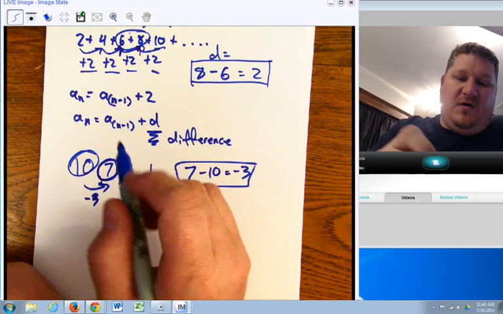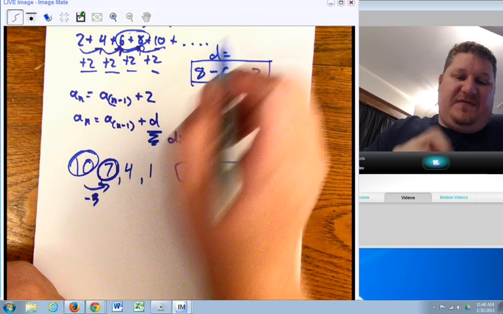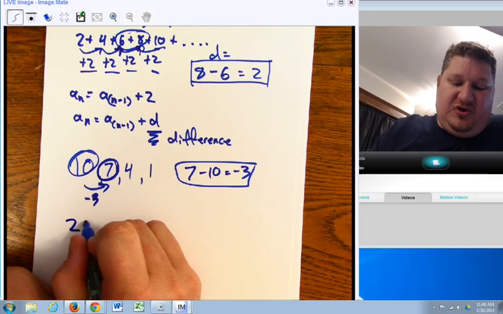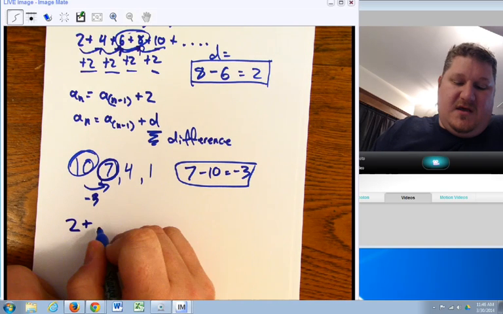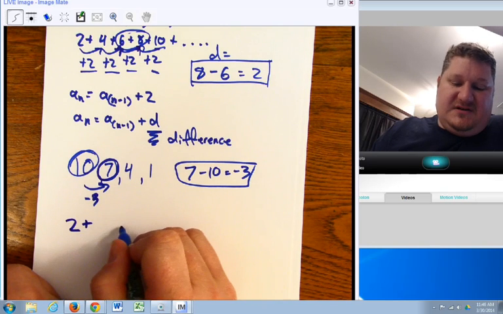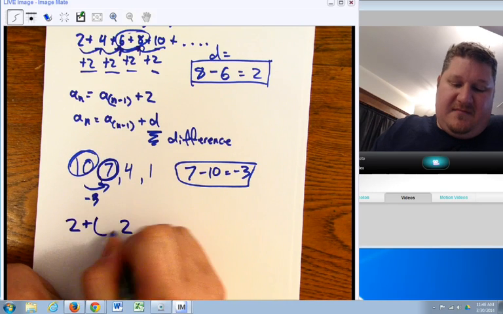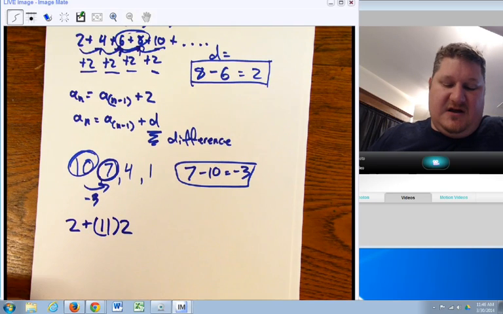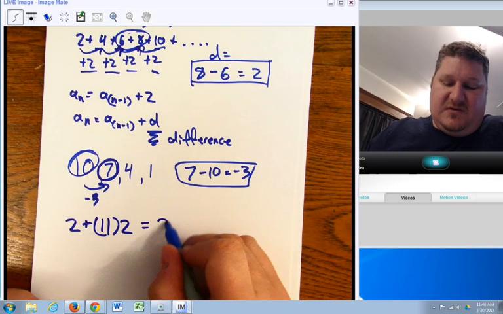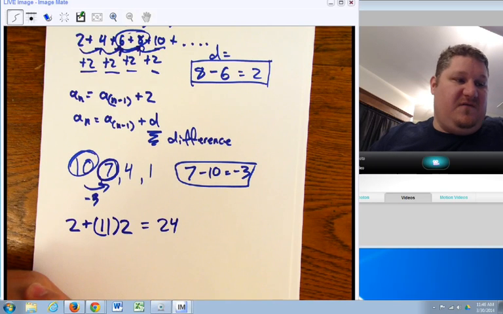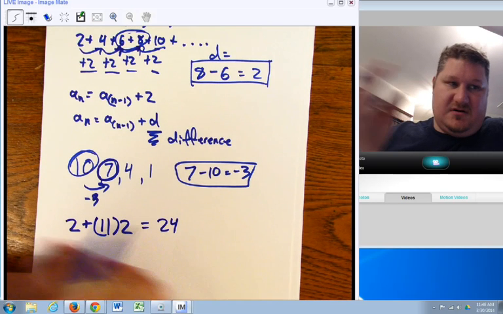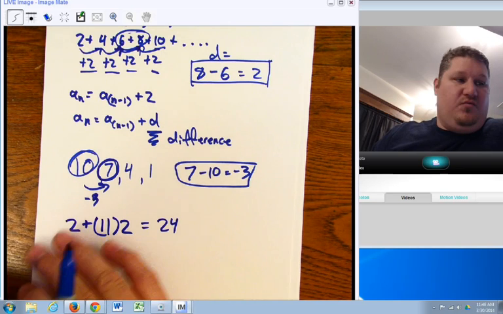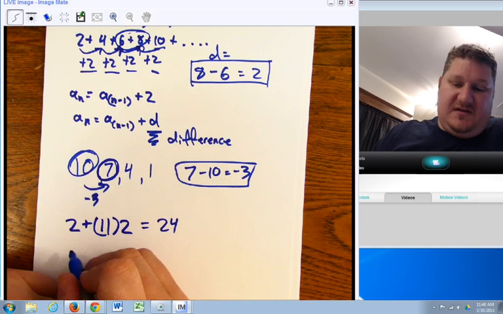If I wanted, say, the 12th term here, I'm going to start with 2 as my original number, and I'm going to have a difference of 2, but to get to the 12th term, I'm going to need to add it 11 times. So in this case, our 12th term would be 24, which should make sense because they're all multiples of 2. So with that, we can generalize a formula.